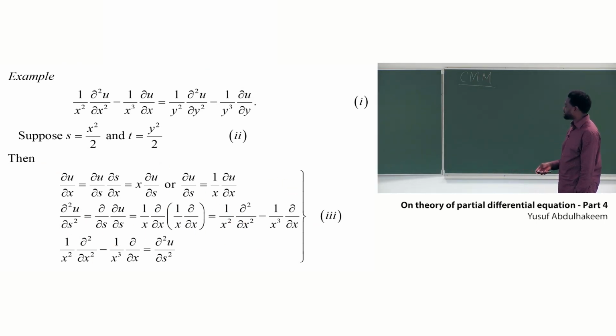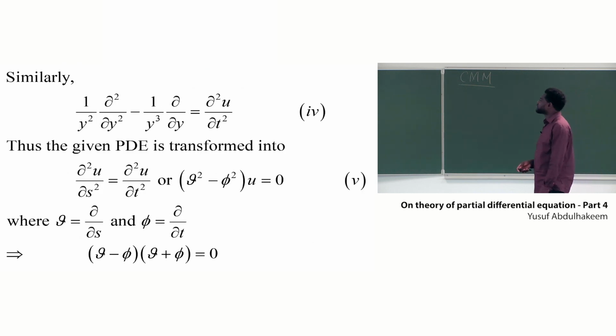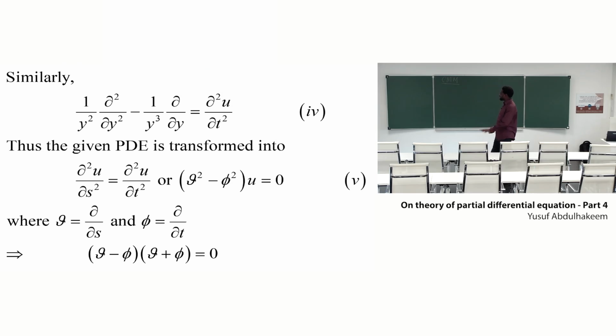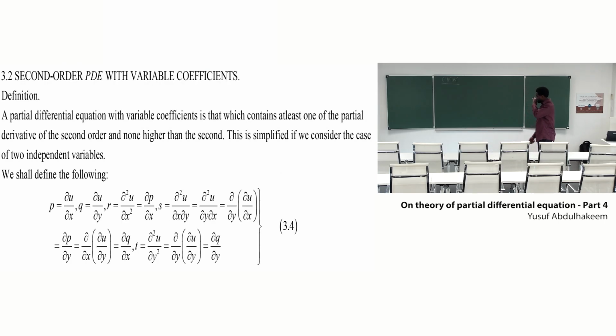Then the next thing is we also transform the other part, which is this. By the time we substitute them into that differential equation, it reduces to what we have here, which is just difference of 2 squared. And once we look at it here, difference of 2 squared equal to 0, we can easily carry out this integral. Then we talk about second order PDE with variable coefficient.